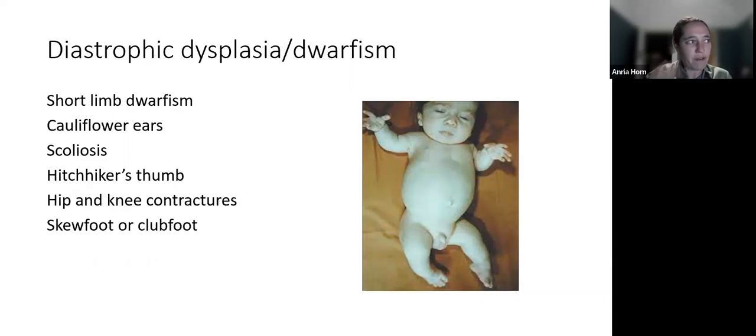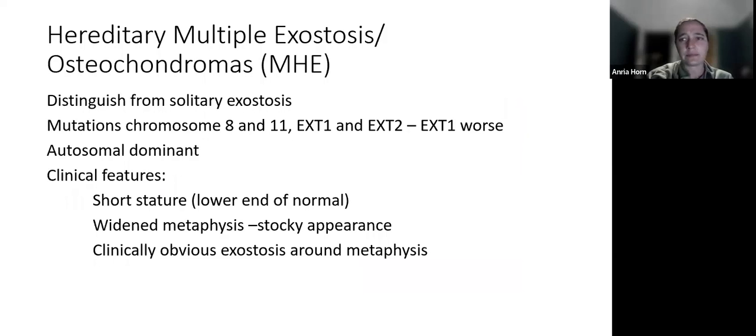They're also meant to have funny ears, scoliosis, the thumb, and hip and knee contractures and the skew feet or club foot. This is just something I got off the internet, sorry. The hitchhiker's thumb is a thumb that's either stuck like that or even worse, almost vertical or parallel to the wrist. Okay. And briefly, we're moving away from the skeletal dysplasias or dwarfisms now.